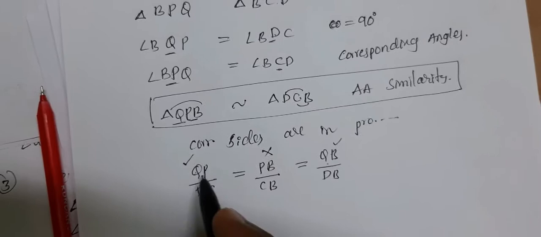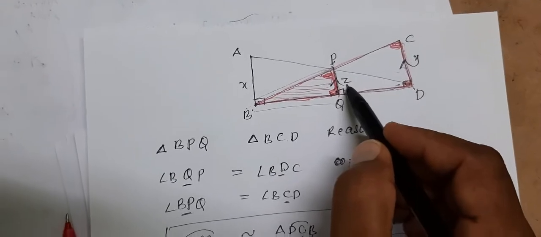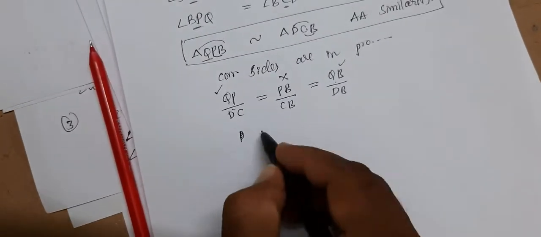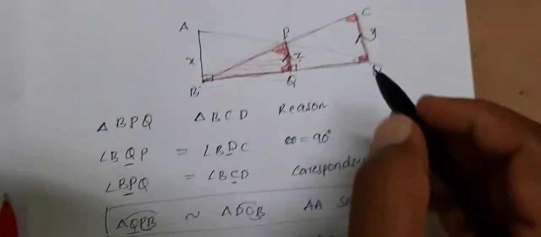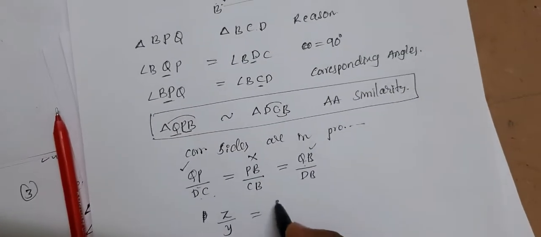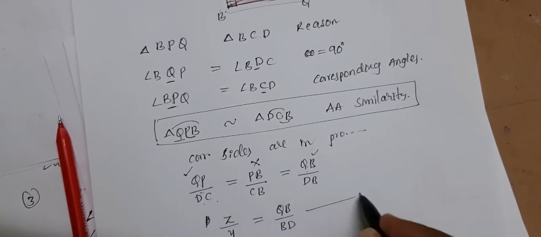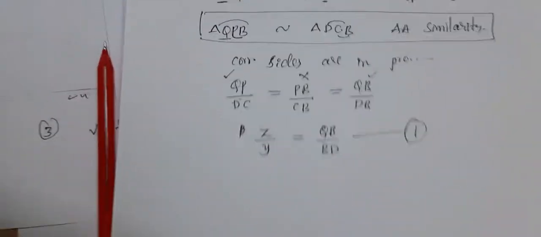So PQ means what? PQ means Z, right? So Z by DC means what? Y equals QB by BD, equation 1. Take the same model now from this side.